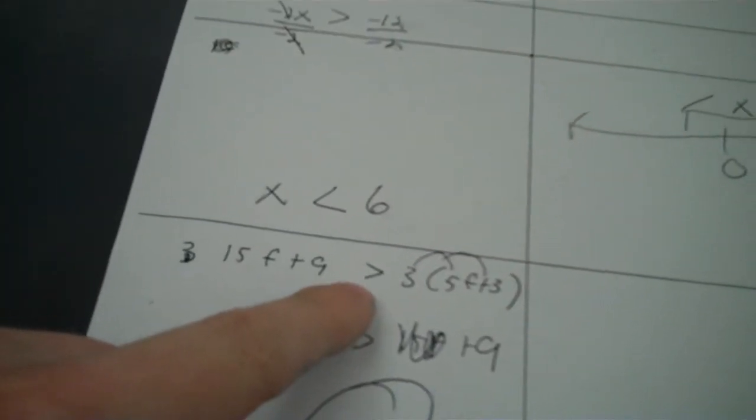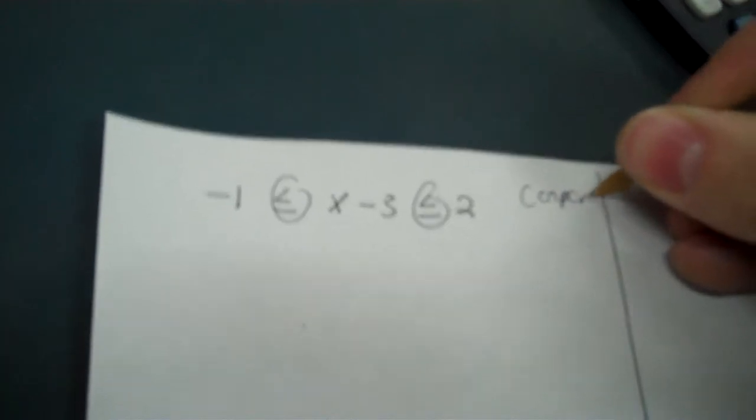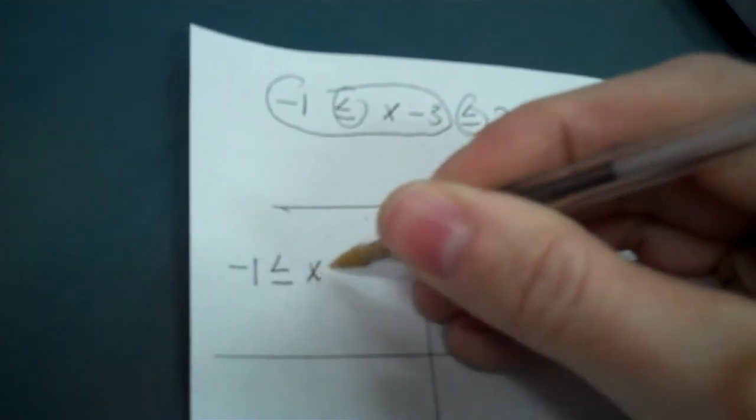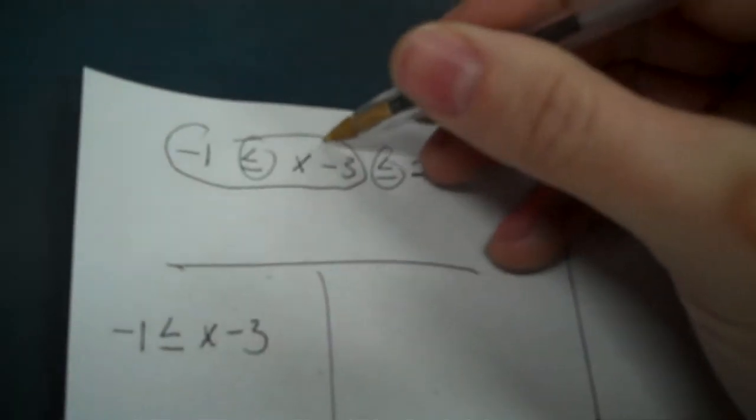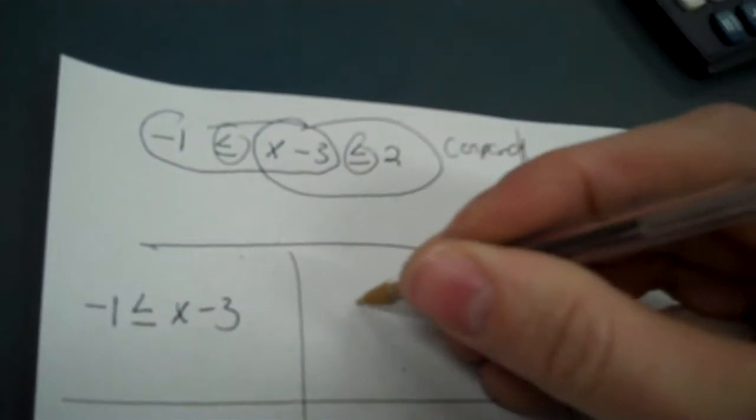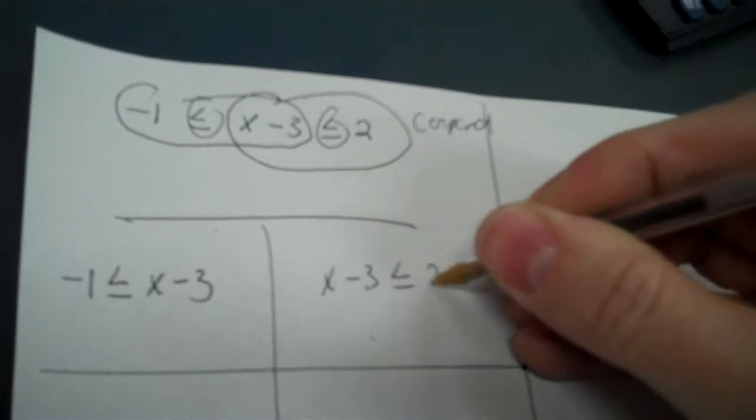Okay, now those two were single symbol problems, single inequalities. Now you have two symbols in the problem, makes it a compound inequality. So I make the number line. So I make the little table, and on one side I put negative 1 less than or equal to x minus 3. I break up the compound into two single inequalities. Then I do a circle overlap and I put x minus 3 less than or equal to 2.